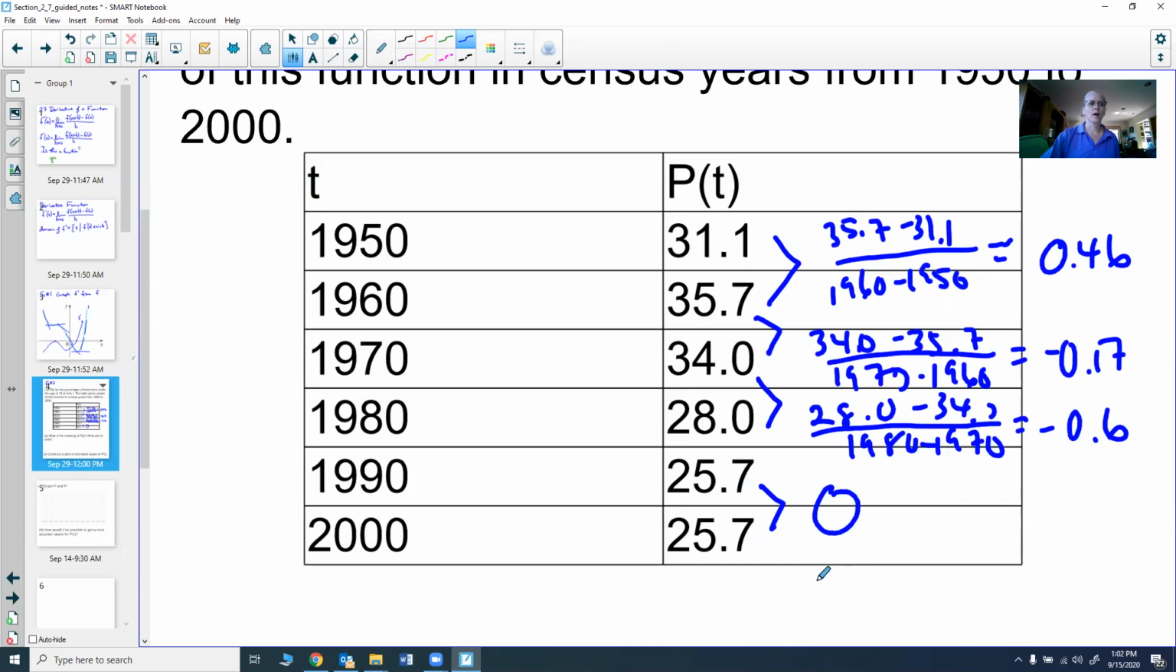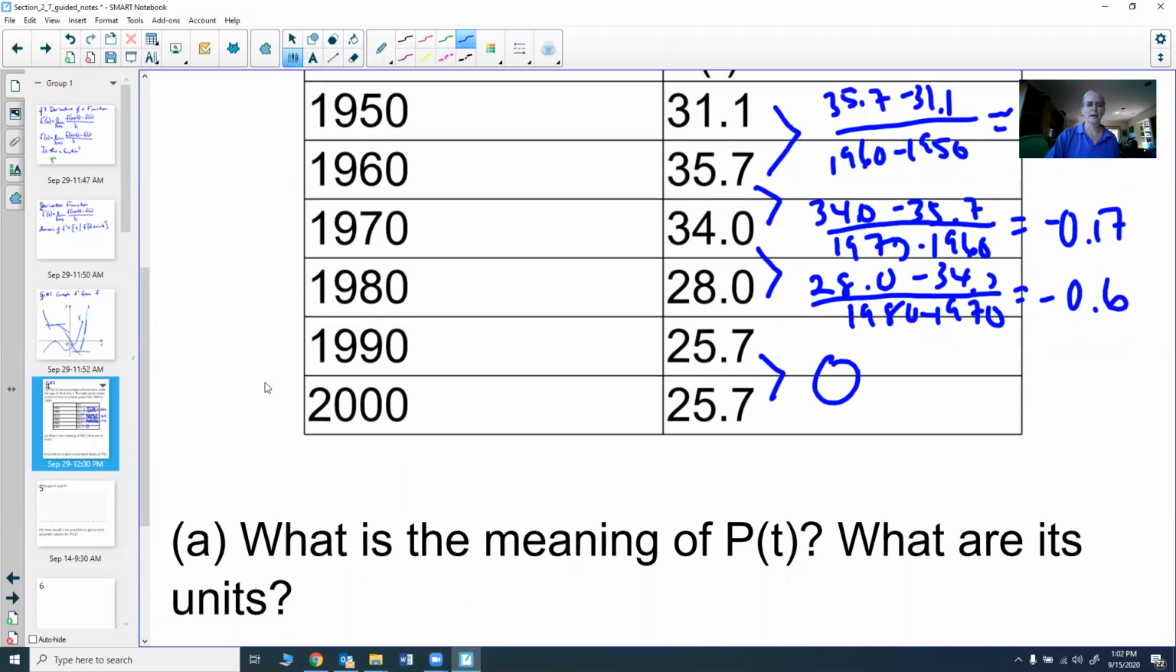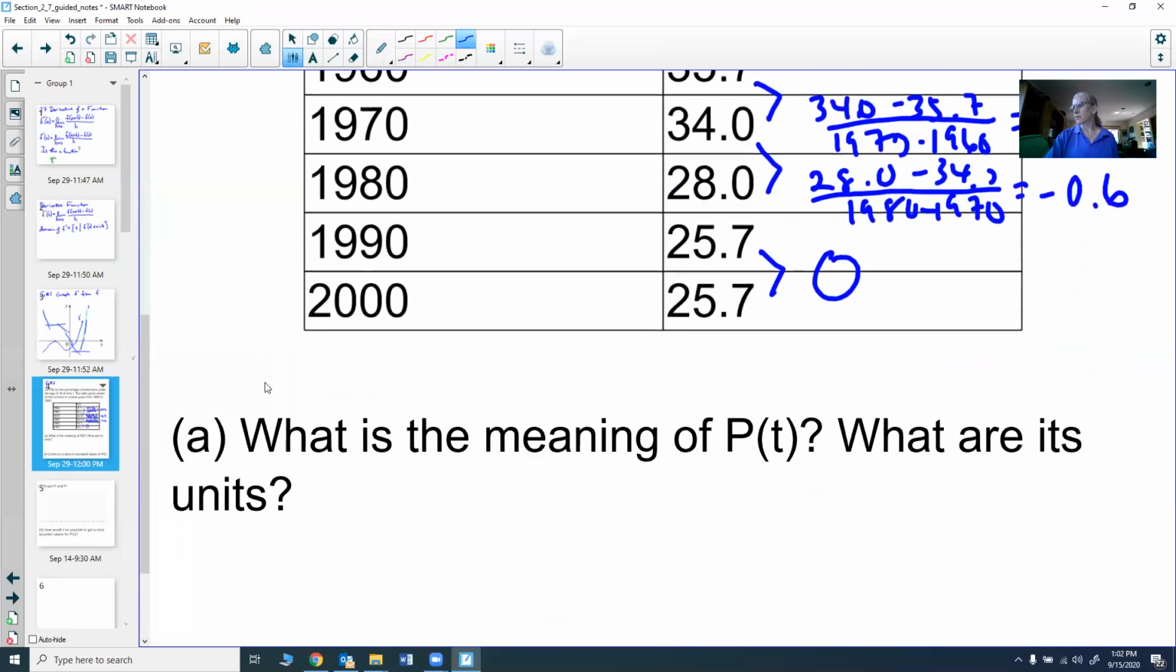All right, so this gives us an idea of what they are, and one of the things you can see is the rate of change was positive, then it became negative, which means we got less and less kids, people under 18. And so what this means is this is the rate of change of the percent of Americans under 18 every year. So this should be the meaning of P prime, sorry.